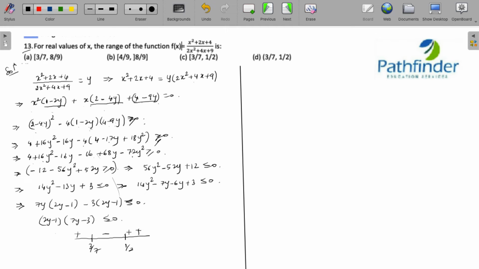So what is that range? Now one thing that we can easily see is that this fraction will never be exactly equal to 1 by 2. So it will be the closed interval 3 by 7 to 1 by 2. So closed interval 3 by 7 comma 1 by 2, which should be your answer. Option D.